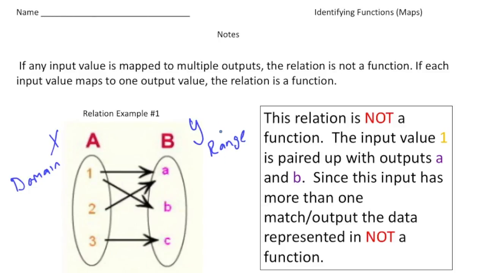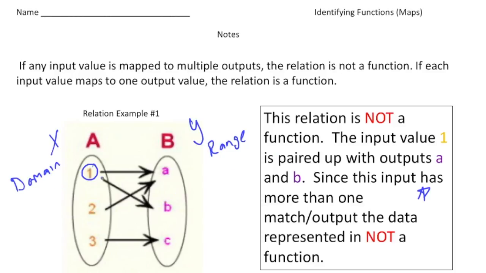All right, and again, it says right here in the notes, if any input value is mapped to multiple output values, the relation is not a function. All right, so this example actually is not a function. I want you to focus on this one. Now it says it over here, but I'm going to explain it a little bit better.